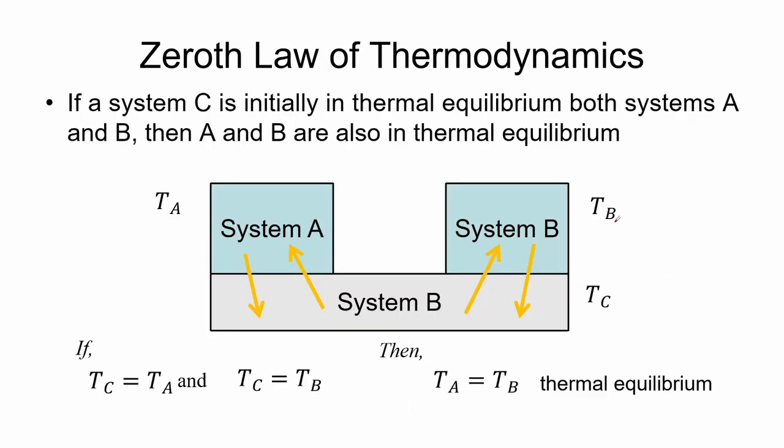Here we have the Zeroth law of thermodynamics, which says that if a system C is initially in thermal equilibrium with both systems A and B, then A and B are also in thermal equilibrium. So, we get that if the temperature of system C is equal to both temperatures A and B, then temperature A and B are the same.